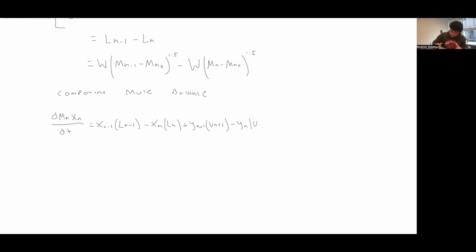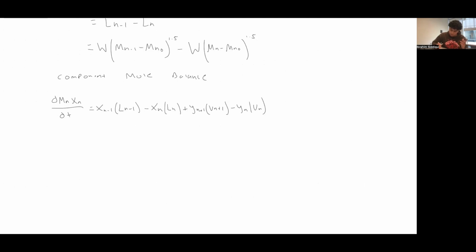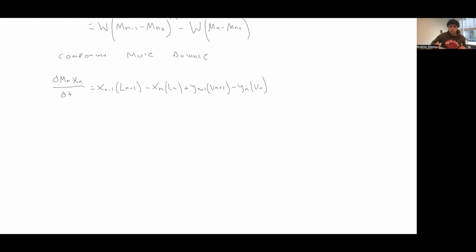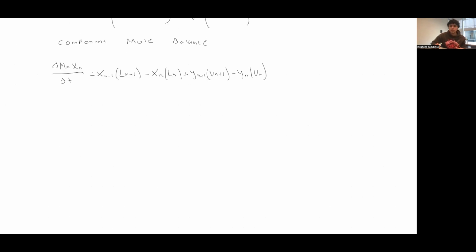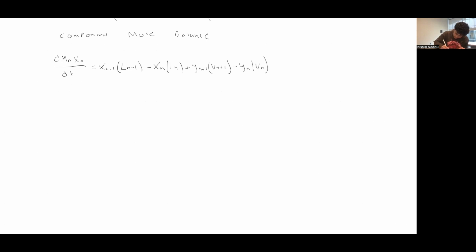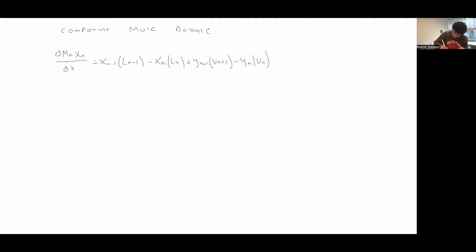All right, so this is essentially our mole fractions of our liquid and vapor multiplied by our molar holdup. We also want to expand this using the product rule. Expanding this using the product rule, what we get is x_n multiplied by the change of our molar holdup over dt, plus M_n multiplied by dx_n over dt. Okay, so I can go ahead. This right-hand side essentially stays the same.